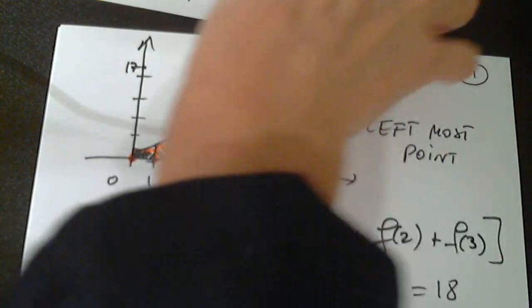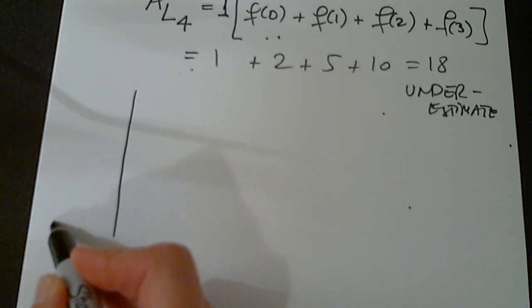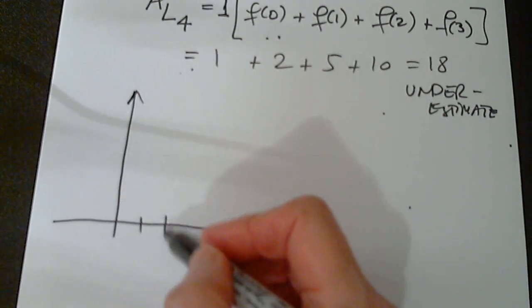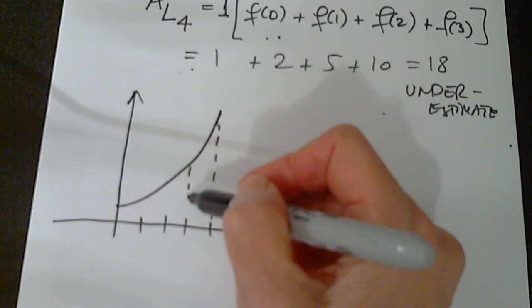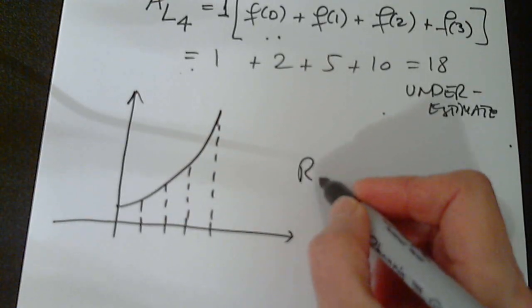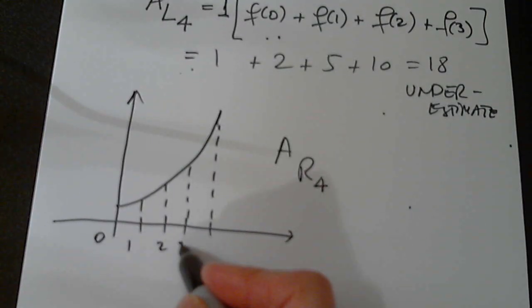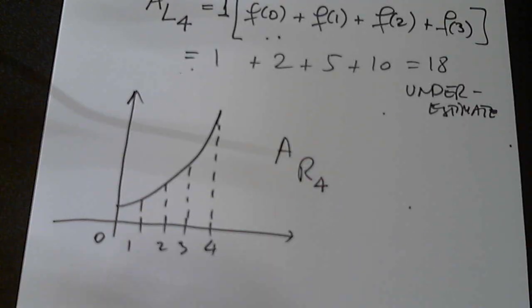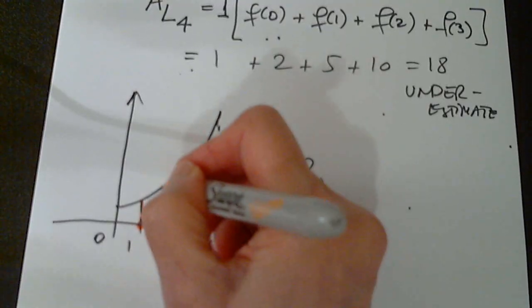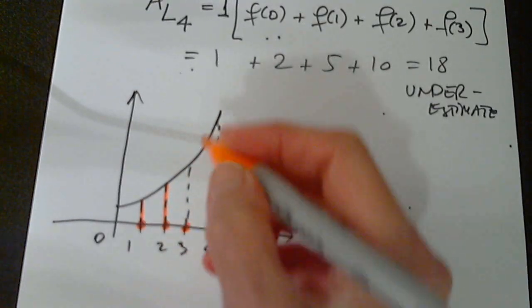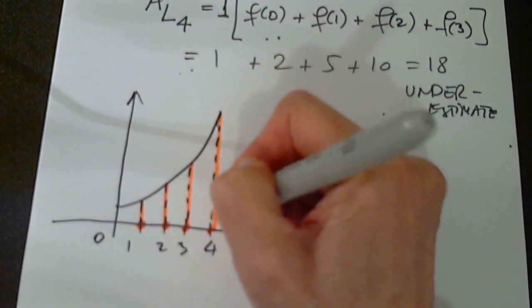Okay, this is with the leftmost point. I'm going to repeat with the rightmost point. I'm going to graph it again. 1, 2, 3, 4. So let's say the graph is this. The area with the rightmost point with 4 subintervals. 0, 1, 2, 3, 4. Rightmost point means the reference point is here, and this is the height of the rectangle.